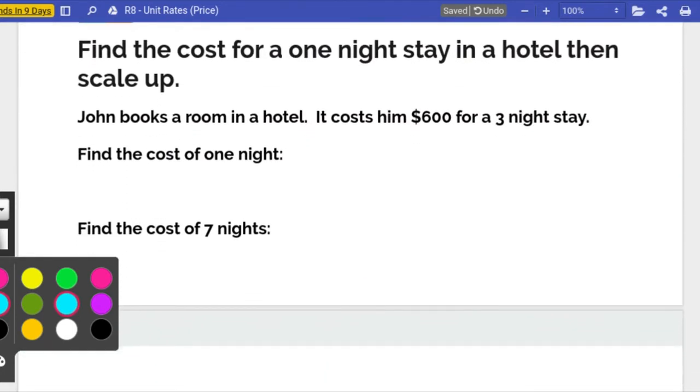All right, John books a room in a hotel. It costs him $600 for a 3-night stay. Find the cost of one night. Since I'm finding the cost of one night, I'm going to find a unit rate. So here's the information that I have. It is $600 for 3 nights.